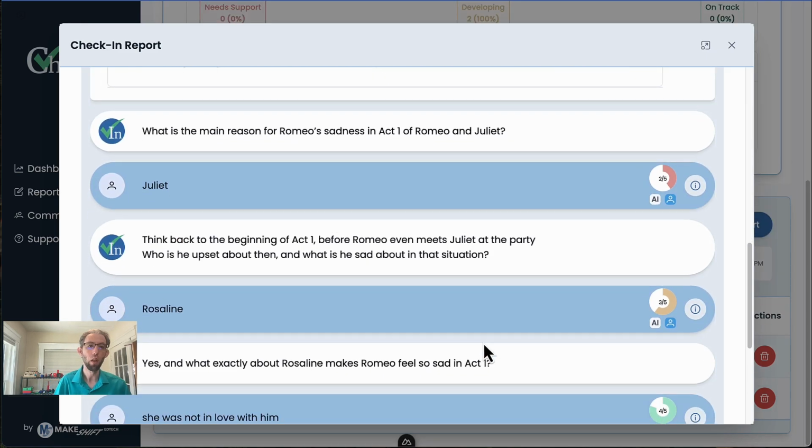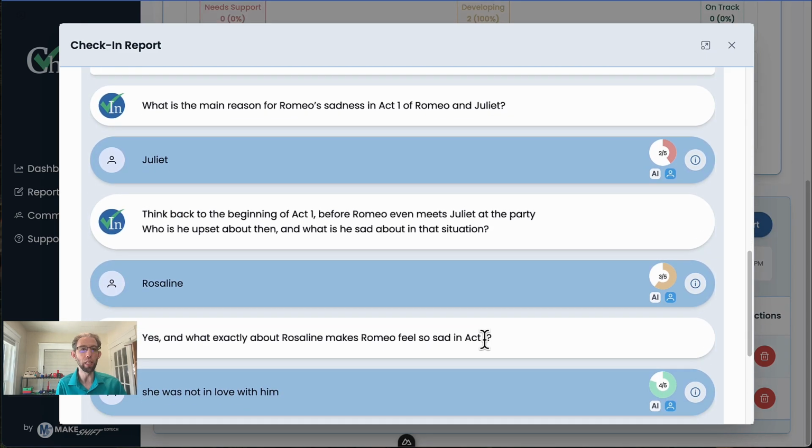Here's another example. So let's say they say, what is the main reason for Romeo's sadness in Act 1 of Romeo and Juliet? Well, I don't remember Act 1. I didn't do my reading. And I know the story of Romeo and Juliet, so obviously it's Juliet. Well, because we said Act 1, the conversation is only going to focus on Act 1 of Romeo and Juliet. And it says, think back to the beginning of Act 1, before Romeo even meets Juliet at the party.